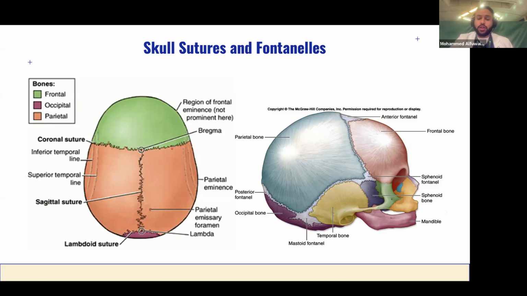So the coronal sutures, you have two. They allow for anterior posterior growth. The sagittal suture will allow for the lateral growth. Lambdoid, the same as coronal, but posteriorly, okay?